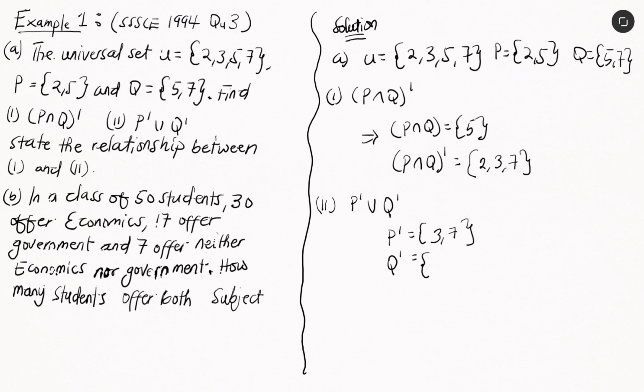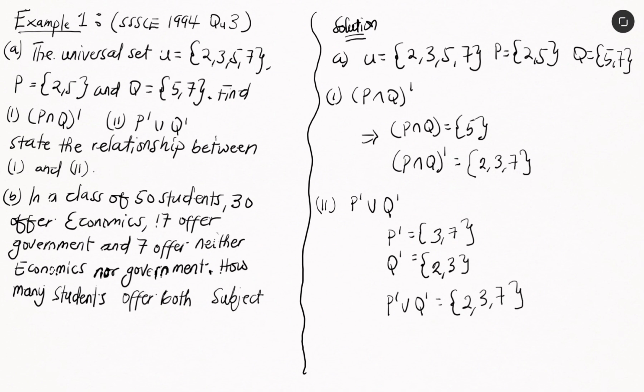Now if we look at Q, Q is 5, 7. If we compare that to the universal set, it means 2 and 3 is not part of Q. So it becomes Q prime. So here we have 2 and 3. Now P prime union Q prime implies that you look at P prime, look at Q prime that we've already found, and combine them. Union means you combine them. So we have a 2 here, 3 is common for both of them, so we write just 1, and then we have 7. So that becomes our P prime union Q prime.